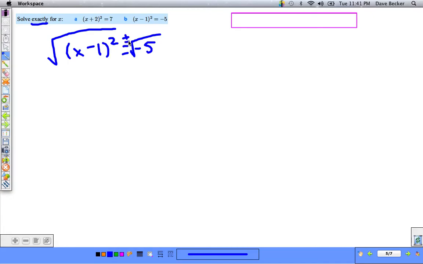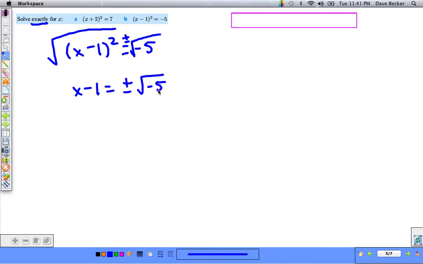And right now, you should have alarms going off. Maybe you don't. Square root of anything squared is the anything, so x minus 1 equals plus or minus square root negative 5. Hold the phone, Chuck. Call StarKiss because we cannot take the square root of a negative number.